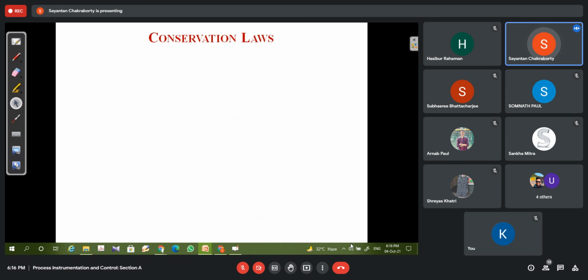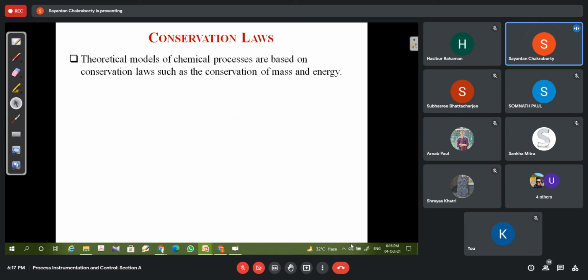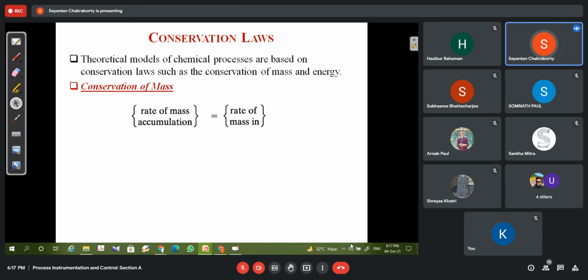So first, let us see what the conservation laws are. Theoretical models, since we are discussing chemical processes mainly, are based on conservation laws such as conservation of mass and conservation of energy. What is the conservation of mass? Say, the rate of mass accumulation is equal to the rate of mass in minus the rate of mass out.